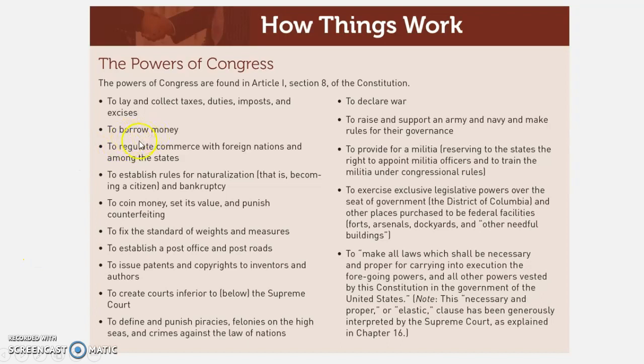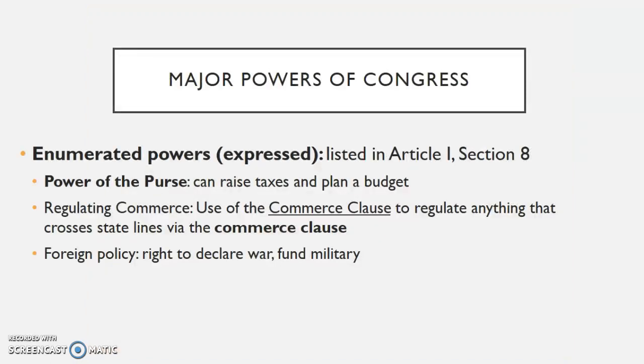Everything from borrowing money to regulating commerce with foreign nations and among states, a very powerful part there. Coining money, establishing a post office, providing for a militia, right? So Article 1, Section 8 spells it out, every single power given to Congress explicitly. That's what we call an enumerated power. When we're talking about enumerated powers, we're talking about powers that are expressed, right?